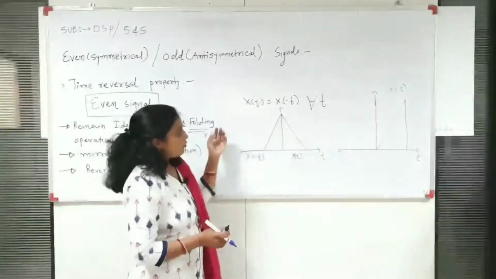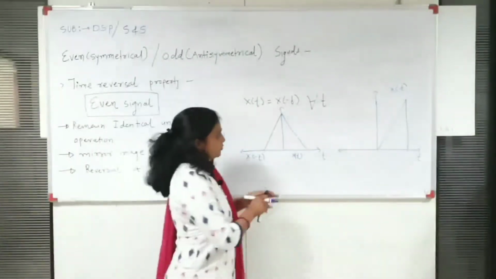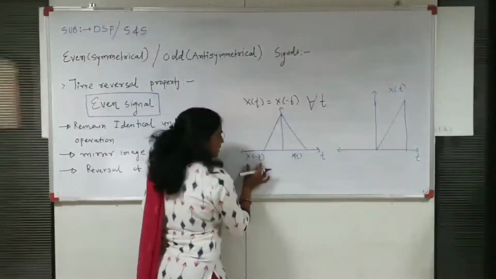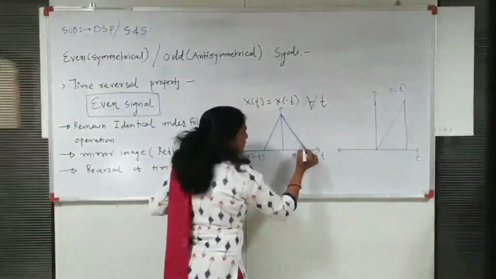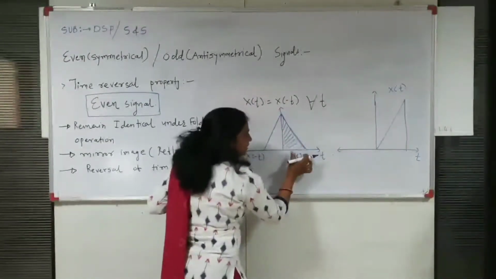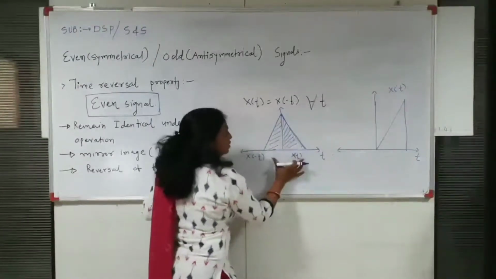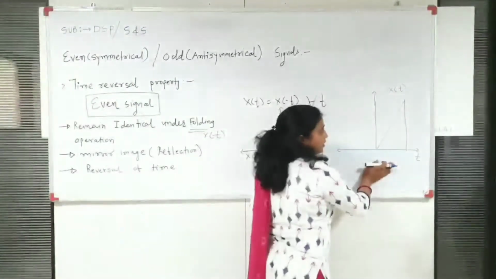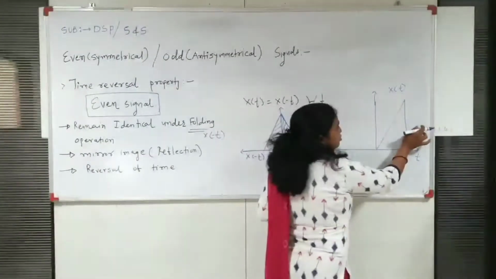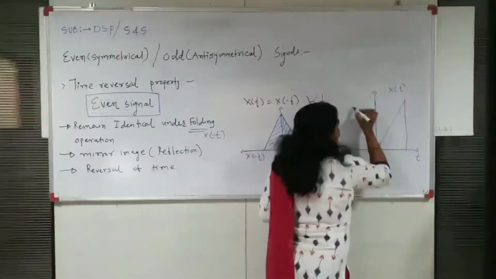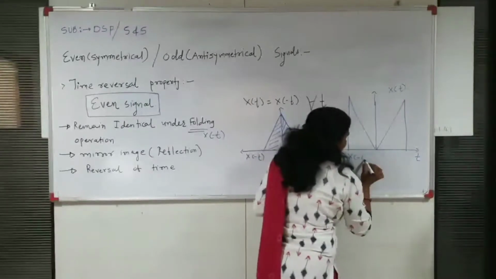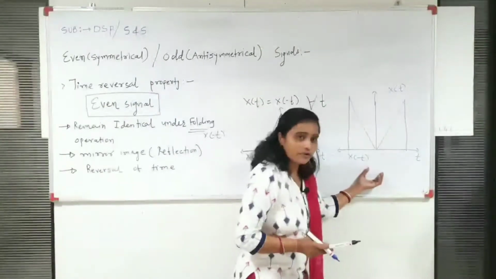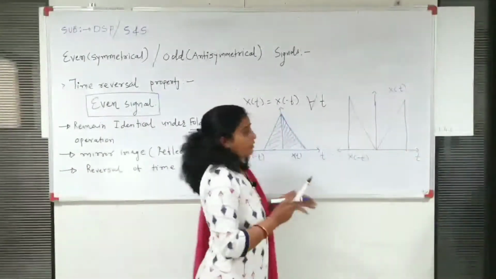Here there is a graph shown. Suppose x of t, whatever the value of x of t, is the same as x of minus t. So if I fold this signal to get x of minus t and it looks the same, then it is called an even signal. In the same way, in this example this one is x of t. Suppose I fold this image, it looks like this. So it's x of minus t, and whenever this x of t and this x of minus t are the same, then this type of signal is called an even signal.